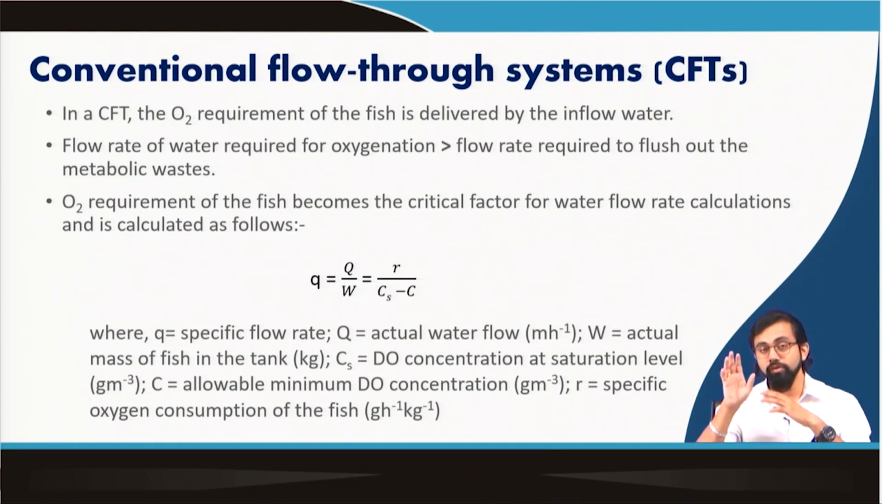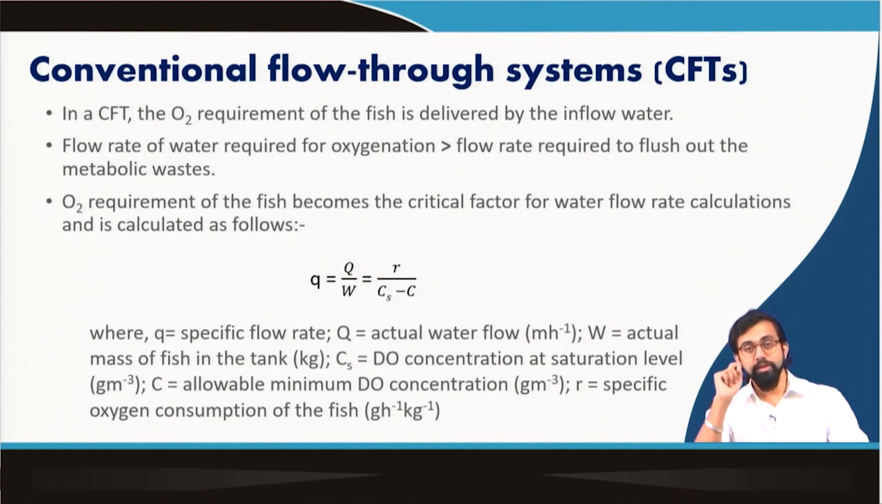When you know the value of R, the value of CS and C, and the value of W, say you know the actual mass of fish that is available, based on these numbers you can easily calculate the actual water flow that is required. Or suppose you know the actual water flow and everything from the pre-calculation stage, and all of a sudden you are asked what is the mass of fish available in that tank. That is also doable. So in general this equation is used for the actual water flow calculation, and you should remember it. It is more or less the same for all kinds of flow through systems.